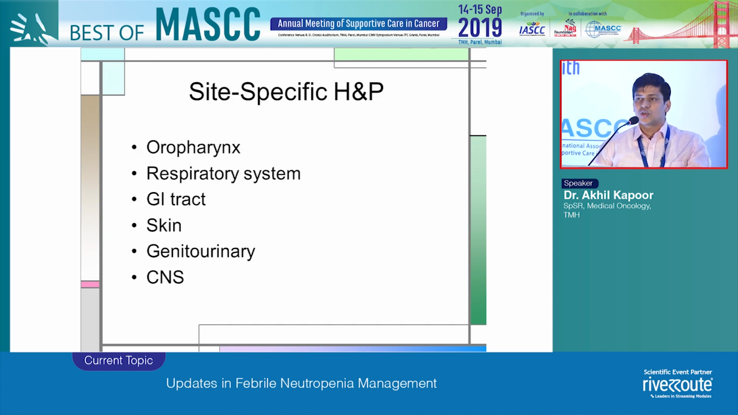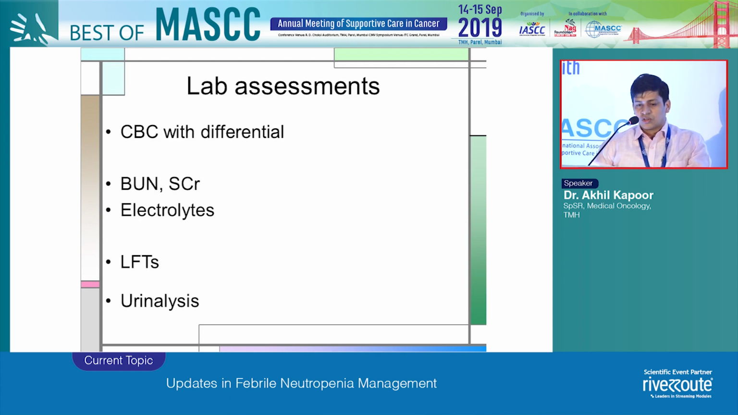Also, we should concentrate on the site-specific history. That includes the history for mucositis, infections, recent cough, GI disturbances, and so on. Investigations include CBC with differential counts, renal function test, electrolytes, liver function test, and urine analysis in a suitable patient.